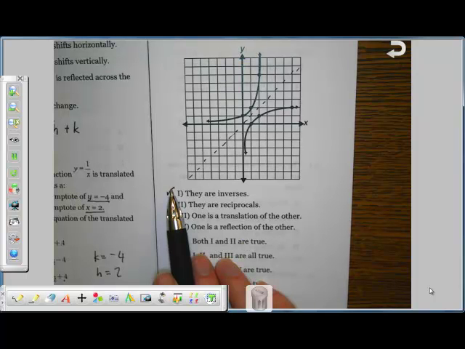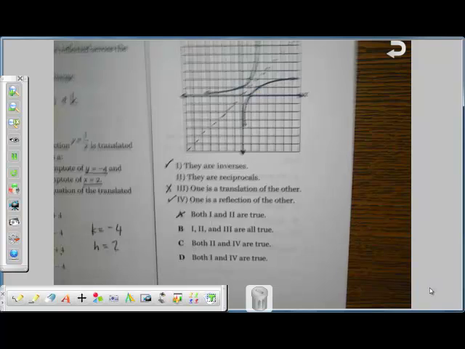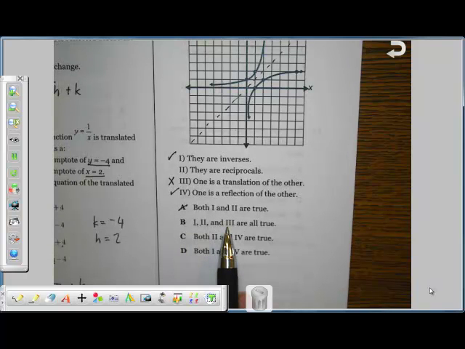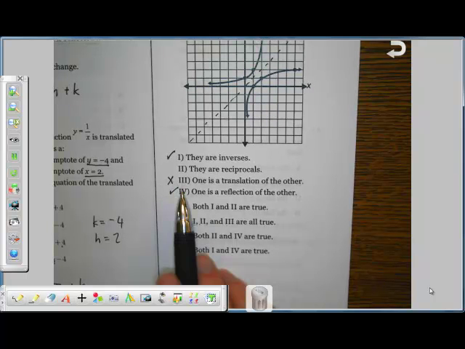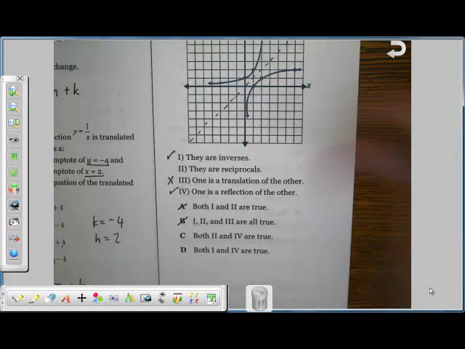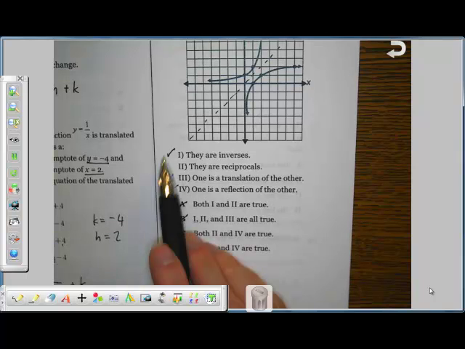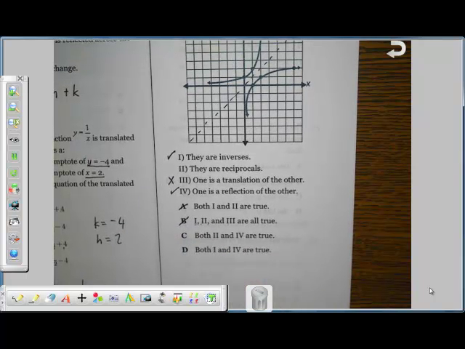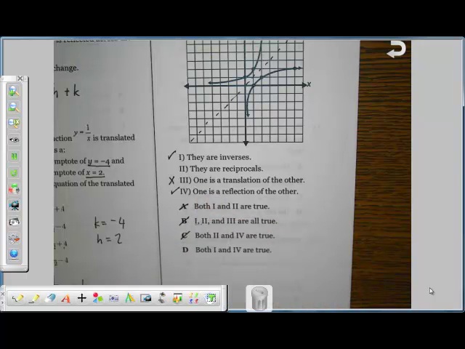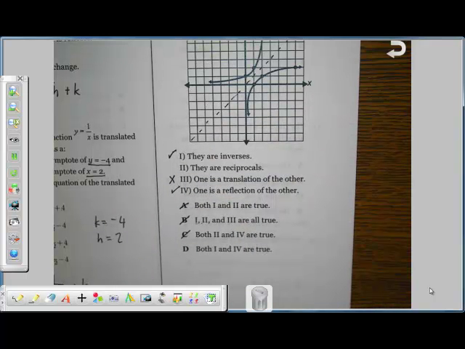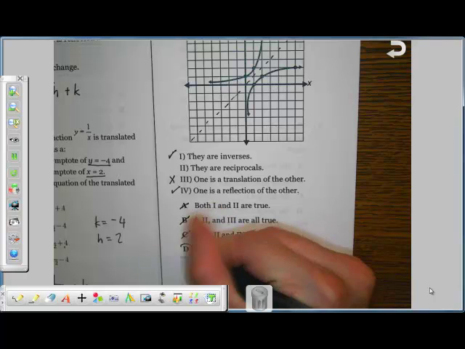Both 1 and 2 are true. Well, we know 1 is true, and we know 4 is true. But since A did not mention 4, we know A is wrong. 1, 2, and 3 are all true. Well, we know that 3 is clearly false. So we can eliminate B. It says 2 and 4 are both true. We know that 4 is true, but we're not sure about 2, and we also know that 1 is true. And since C does not mention 1 at all, we know that's false. And so now, even though we didn't have a complete picture, with just 2 of the choices validated, you can arrive at the correct solution.